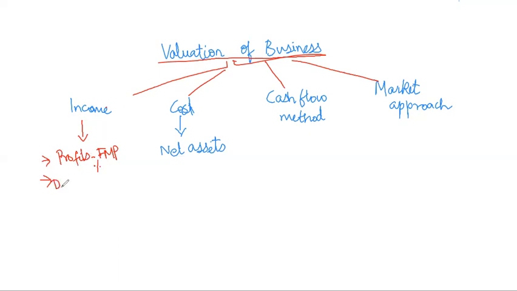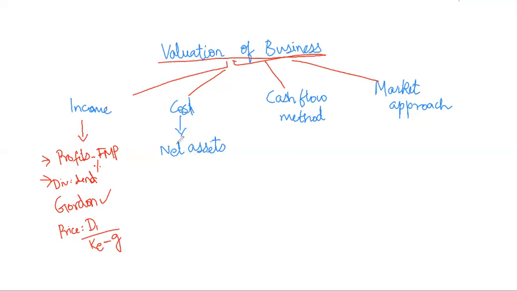The other one is based on the dividend, which is mainly the Gordon approach. Gordon dividend discounting model, in which the price is calculated through a formula, where the price is equal to D1 divided by KE minus G. So this is the formula which is used under the Gordon method.